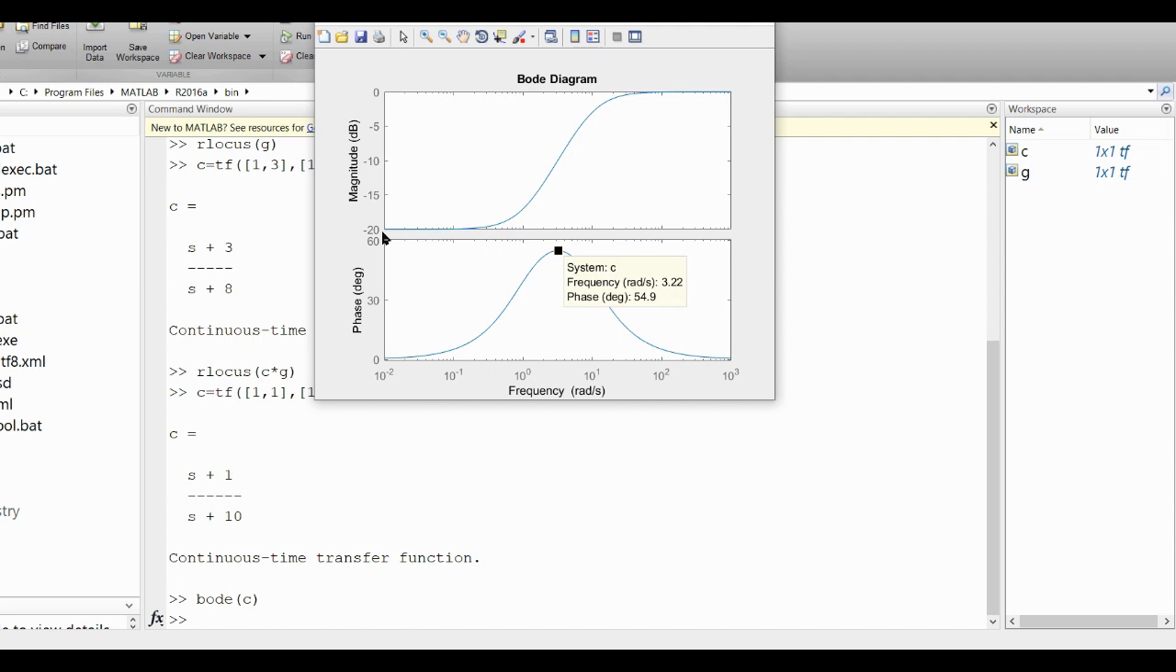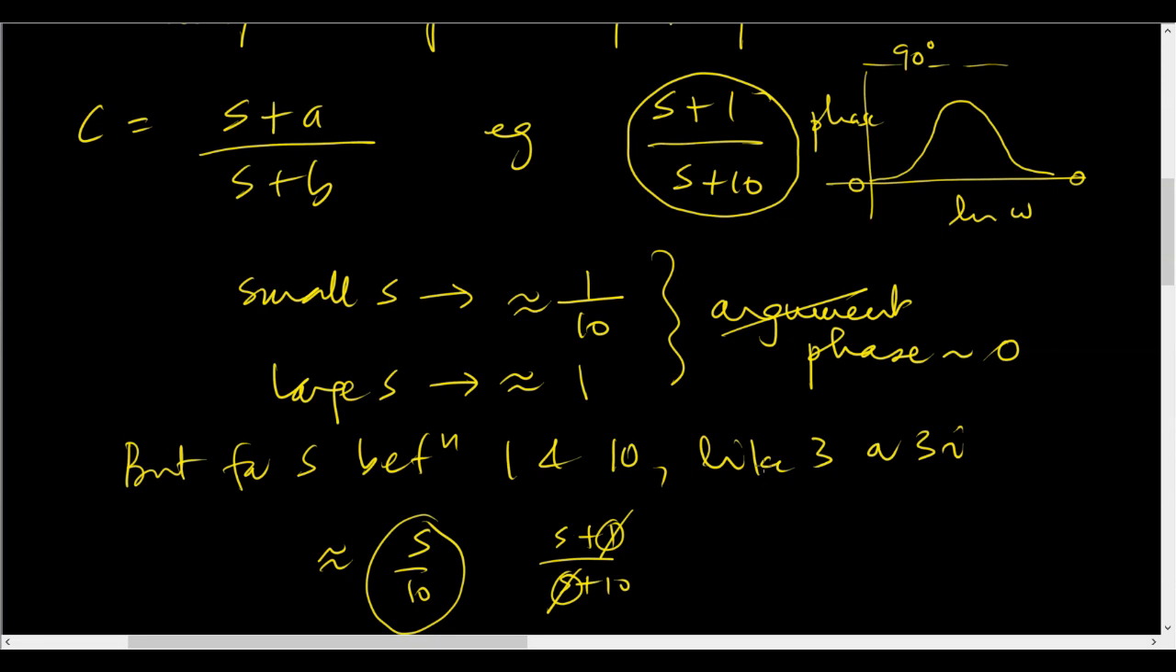The magnitude here is minus 20. That is because it was 1/10. The common log of that is minus 1. Decibel makes it 10, and then you multiply by 2. So that's minus 20, and 0, because for large s it is 1, as we have discussed here. For large s it is 1, so that's 0 dB. For small s it is 1 by 10, so that's minus 20 dB.